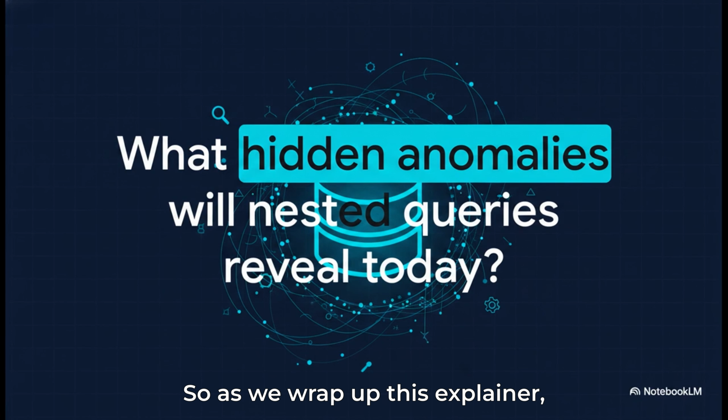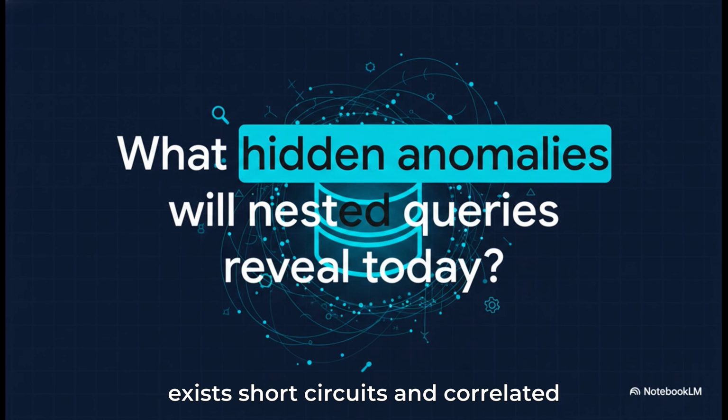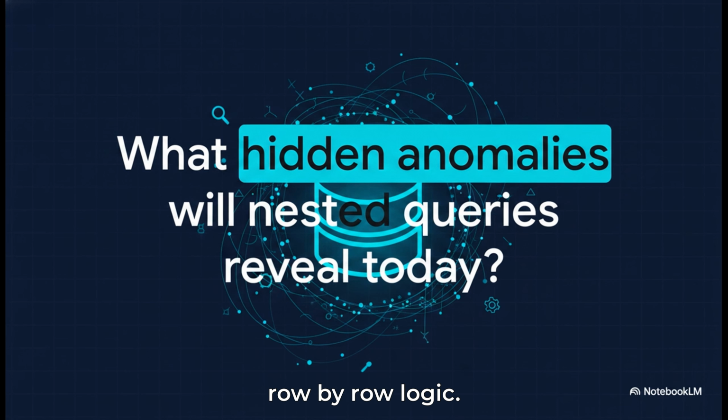So as we wrap up this explainer, I want to leave you with this thought. You now have the tools: scalar values, in lists, exists short circuits, and correlated row-by-row logic. What hidden anomalies, what orphaned rows are waiting to be revealed in your systems today? Take these techniques, open up your workbench, and start exploring.